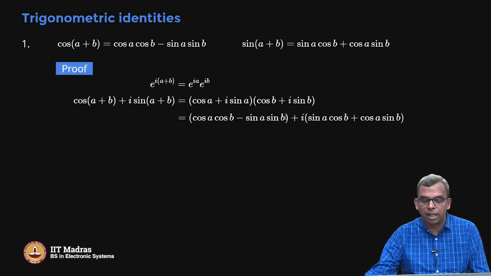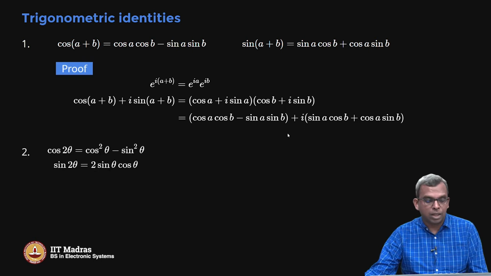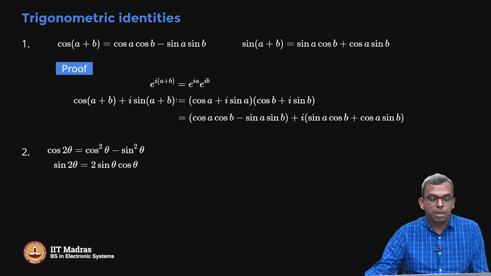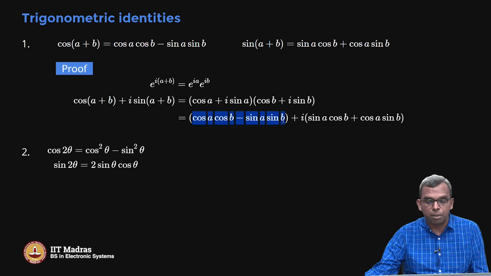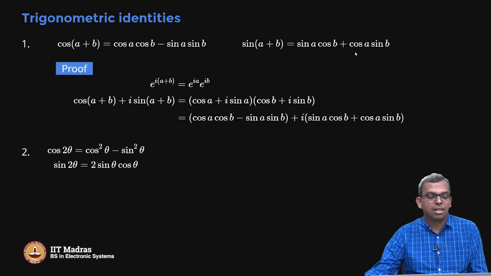So naturally you get a real part and an imaginary part, and you can match up the real part and imaginary part. There is equality between these two, and so that implies cos(A plus B) is cos A cos B minus sin A sin B, and sin(A plus B) is sin A cos B plus cos A sin B. So these are very standard equalities and identities that you have in trigonometry.